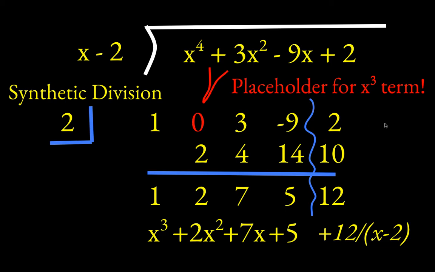And so that's the algorithm for synthetic division. And this is the case where the expression x minus 2 did not divide perfectly into this fourth order polynomial, and so you are left with a remainder.